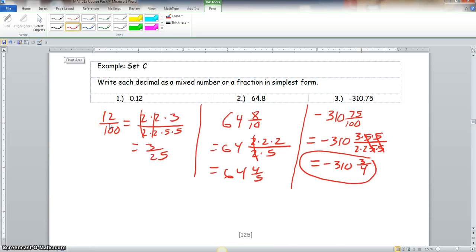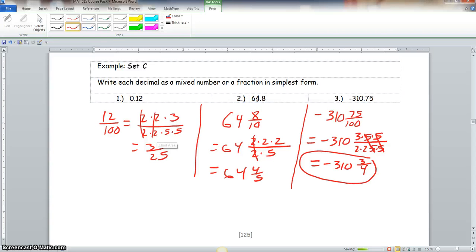I took the liberty of filling out example set C. It says write each decimal as a mixed number or fraction in simplest form. We have 0.12, which means 12 over 100. And we take the prime factorization of 12, which is 2 times 2 times 3, and the prime factorization of 100, which is 2 times 2 times 5 times 5. So what ends up happening here is we simplify out the two sets of 2's, and we're left with 3 over 25.